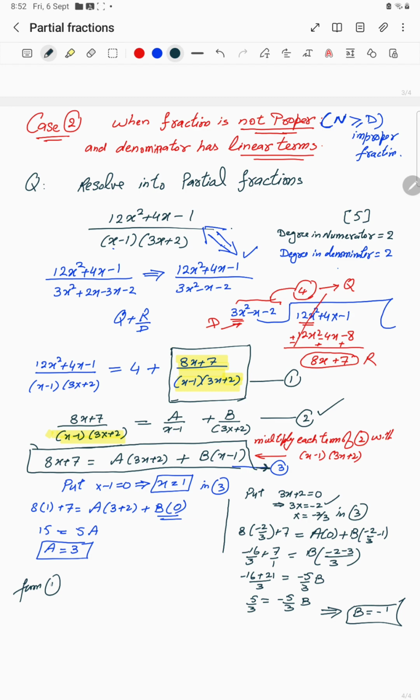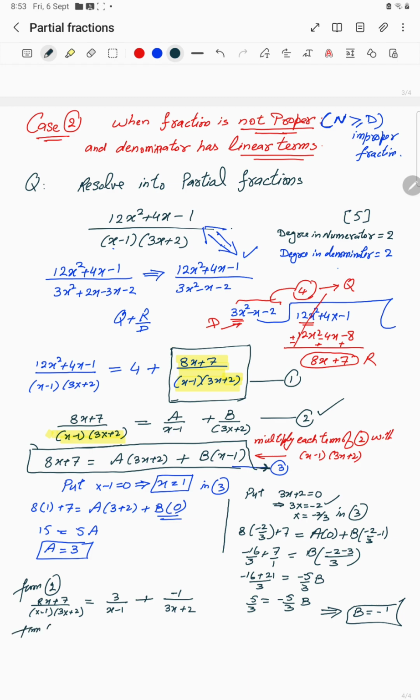from 2, we get (8x plus 7) over (x minus 1)(3x plus 2) equal to, what is A? 3 divided by x minus 1, and B is minus 1, so plus minus 1 over 3x plus 2. Now you need to substitute this result in 1.